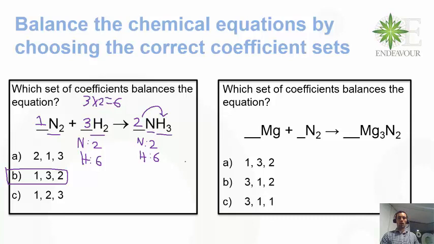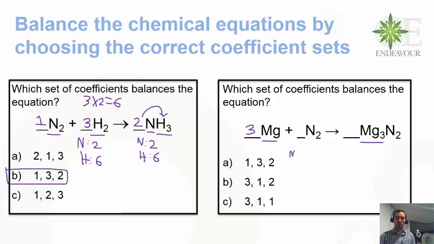Okay, let's try and apply a similar method to work out the second one here. Alright, so we've got only 1 magnesium on this side, 3 on this side, and the nitrogens are the same. So let's focus on the magnesiums. So if we've got 3 magnesiums on this side, then we may need 3 on this side. So by doing that, I think we might have balanced the equation.